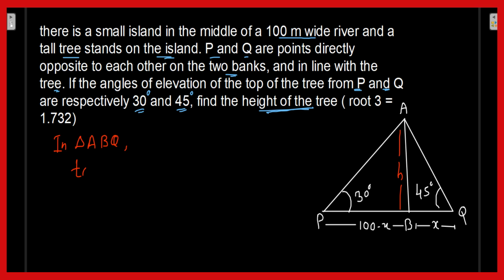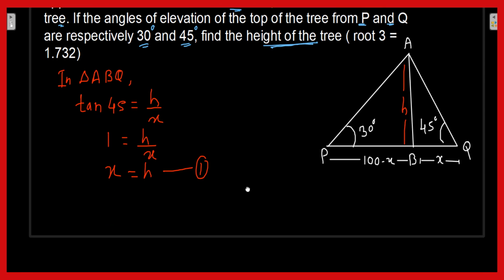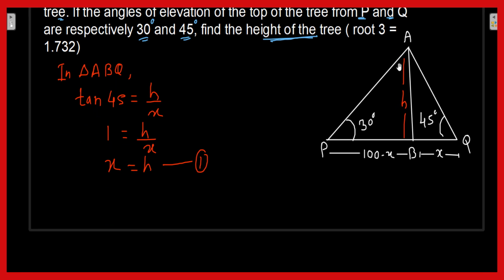So tan 45 is equal to h upon x. Tan 45 is 1, so 1 is equal to h upon x. Cross multiply, and you will get x is equal to h. Let this be equation number 1. Now we will go to the other triangle, that is triangle ABP. In triangle ABP, we have tan 30 equal to AB upon PB.